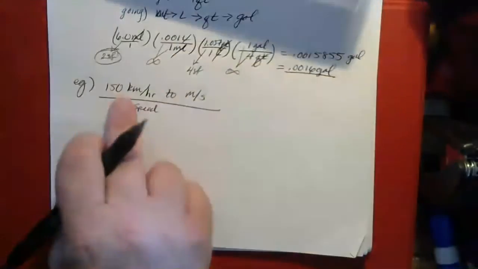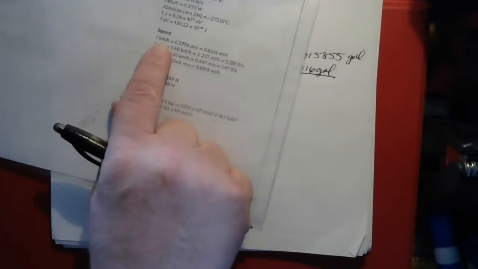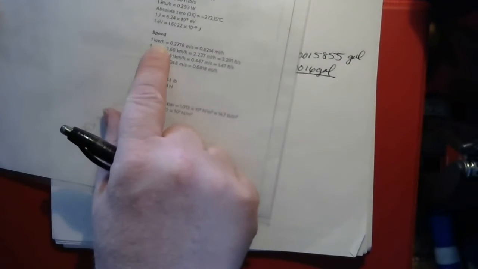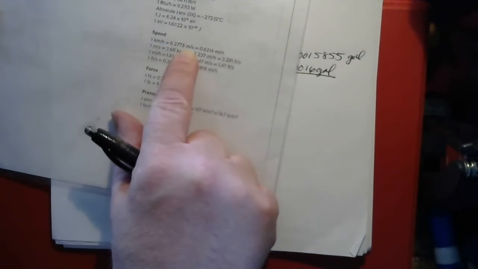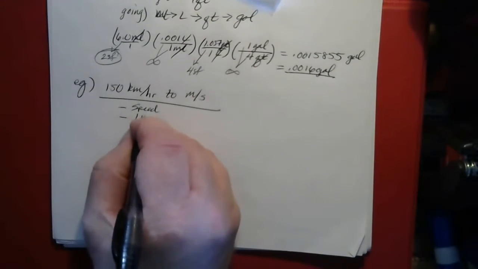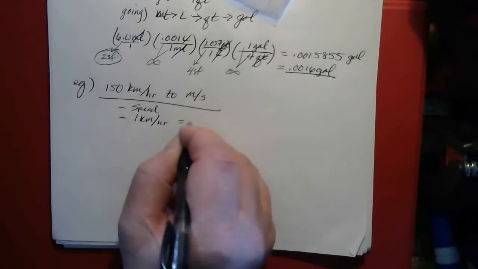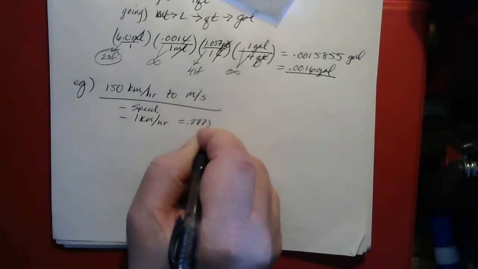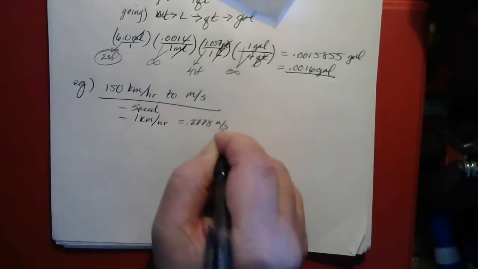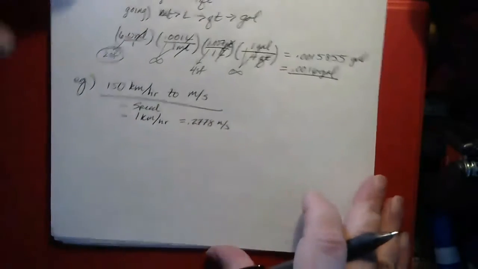So we're going from kilometers per hour to meters per second. I have a feeling we're going to be able to do this in one step because there's kilometers per hour right there, and there's its equivalent in meters per second. Very first thing. So there's our conversion factor.